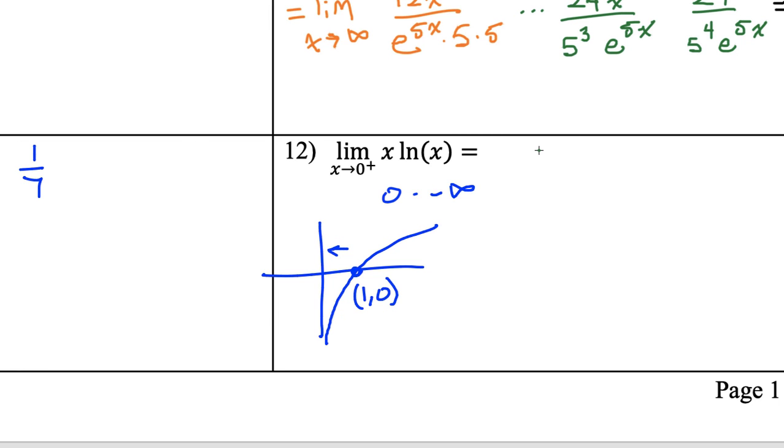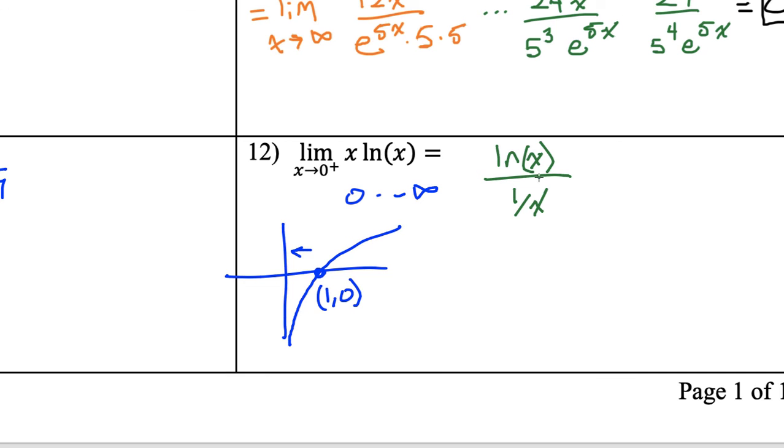So I'm going to make my fraction. I'm going to randomly choose, I don't know, I'm going to choose natural log of x on the top, and I'm going to choose 1 over x on the bottom. I've done this problem before, so I know this one will work out. The other one will not work out. You'll keep taking the derivative over and over again without making any progress. This one will work out, though.